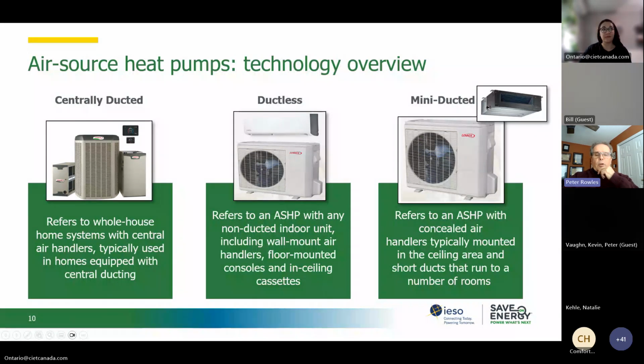Heat pumps have been around for decades, going back as early as the 1850s. It's a tested and proven technology and has improved with innovation over time, more recently resulting in the development of cold climate heat pumps, which is a solution for home heating suitable to Ontario. Today, we're going to look at these three basic types of systems: centrally ducted, ductless, and mini ducted. We will go into more details about these different types of systems later in the presentation.